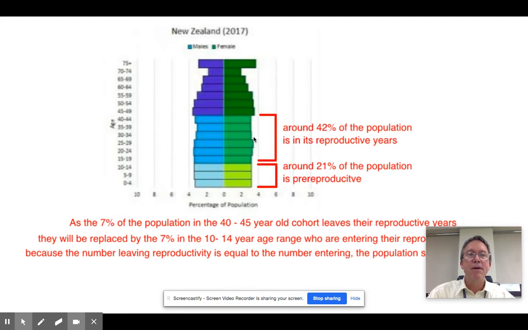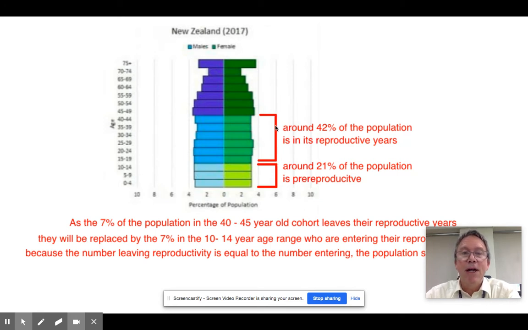Now let's take a look at New Zealand. With New Zealand, what we see is, see how this is kind of flat at the bottom instead of spread out like the other one? This looks more like a column than a pyramid. In this case, if we count this up, we find about 21% of the population here. So about 21% of the population is pre-reproductive. Before it was like 43, okay? And about 42% of the population is in their reproductive years. So there's more people in their reproductive years than in their non-reproductive years.